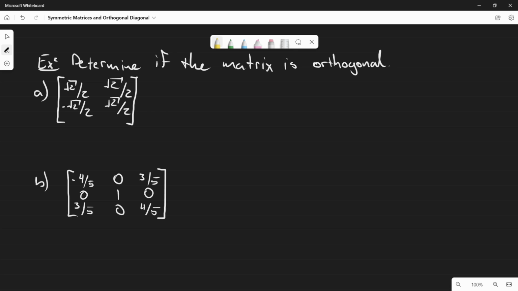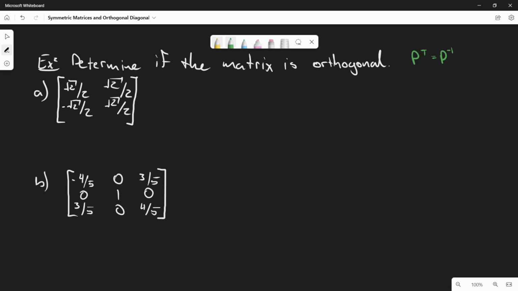For a matrix to be orthogonal, it means its transpose is equal to its inverse. That's pretty much all we're going to be doing. We're going to take the transpose of the matrix, and then find its inverse. If they're equal to each other, then the matrix is orthogonal. If they're not, then it's not orthogonal.